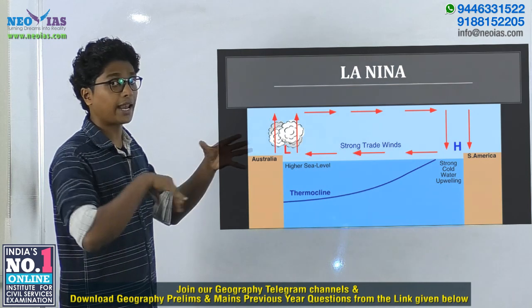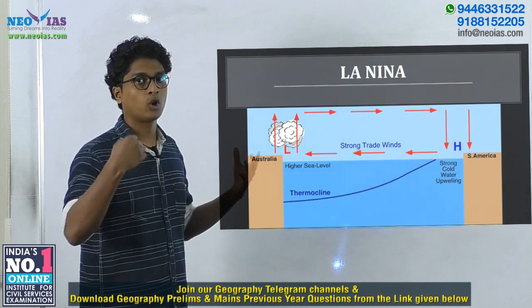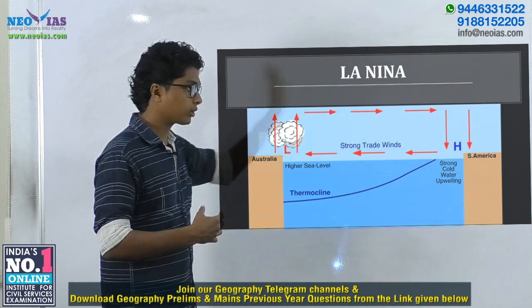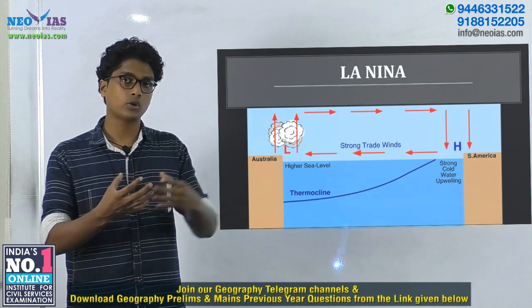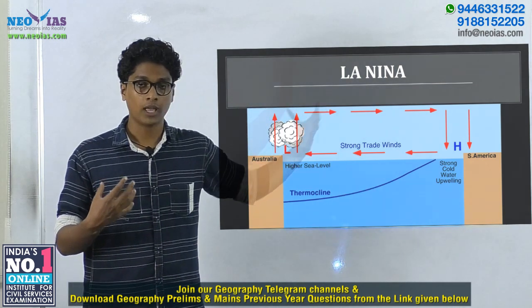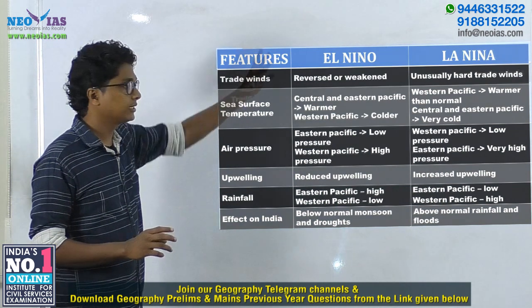So La Nina is an intensified normal condition, and El Nino is a reversal of a normal condition. The Walker circulation in case of La Nina will be intensified, and the Walker circulation in case of El Nino will be reversed. Okay, now let's compare these two events.